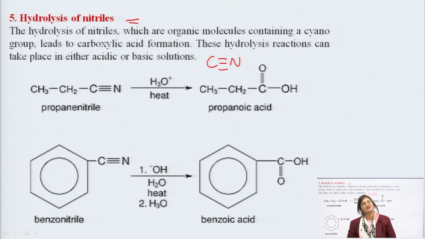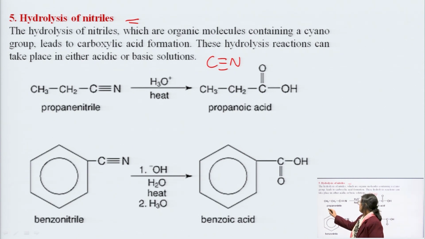So, the hydrolysis of nitriles, which are organic molecules containing a cyano group, leads to the formation of carboxylic acids. These hydrolysis reactions can take place in either acidic or basic condition. So, for the conversion of nitriles into acids, the condition required could be either acidic or basic.